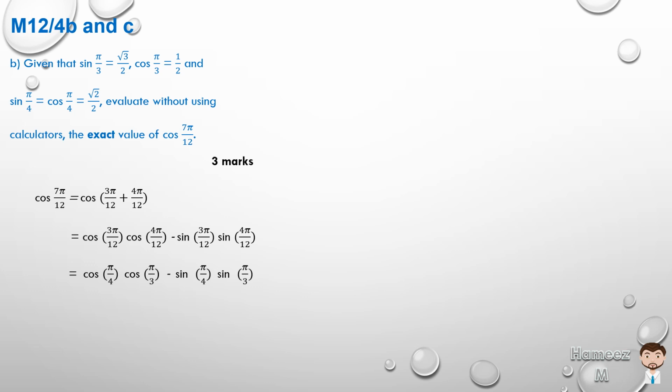And 4 pi on 12 will give us pi on 3. So it will give us cos pi on 4 times cos pi on 3 minus sin pi on 4 times sin pi on 3. And you can simply substitute. So that will give us root 2 on 2 times a half minus root 2 on 2 times root 3 on 2. And we can see that the denominator is 4 in both cases. So we can now factorize out root 2 over 4, and we're left with 1 minus root 3.